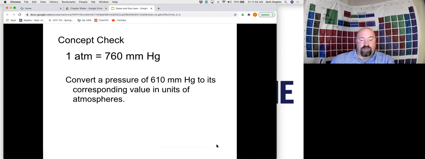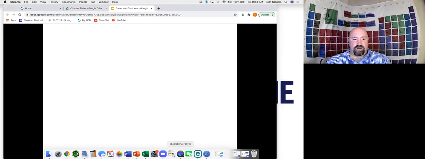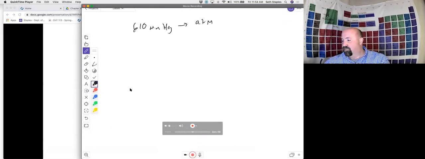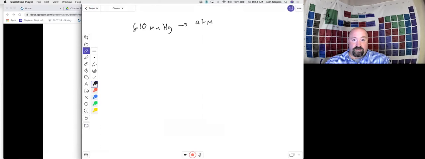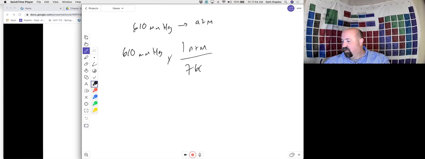It's just a conversion factor, just like any other. And so if we're doing this conversion here, if we want to convert 610 millimeters mercury to ATMs, and I'm just writing it down so then I can bring up my screen here. And so again, it's just a conversion factor. And so we would start out with our 610 millimeters mercury, 1 ATM per 760 mmHg. That would give us whatever that gives us, 610 divided by 760.